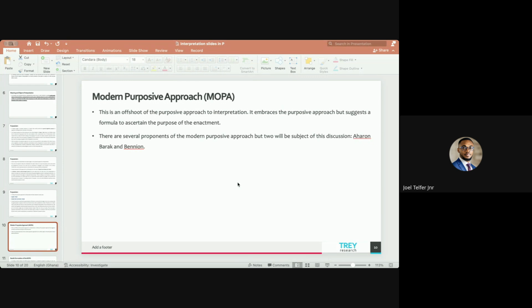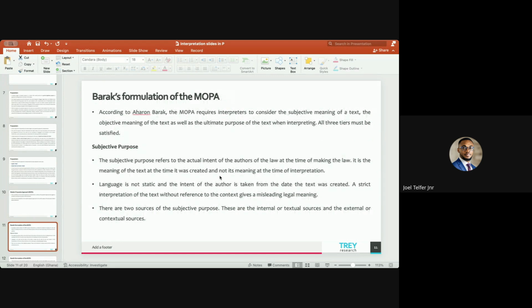What the modern purposive approach attempts to do is to provide the formula with which a judge would be able to come to a conclusion that he has obtained the legal meaning. And there are several proponents of the modern approach, but for our purposes at the law school, we focus on the stipulations outlined by Barak and Bennion. So we'll start with Barak's formulation of the MOPA. According to Barak, he believes that you ought to consider the subjective meaning of a text and the objective meaning of a text, together with the ultimate meaning or the ultimate purpose of the text, which will give you the legal meaning.